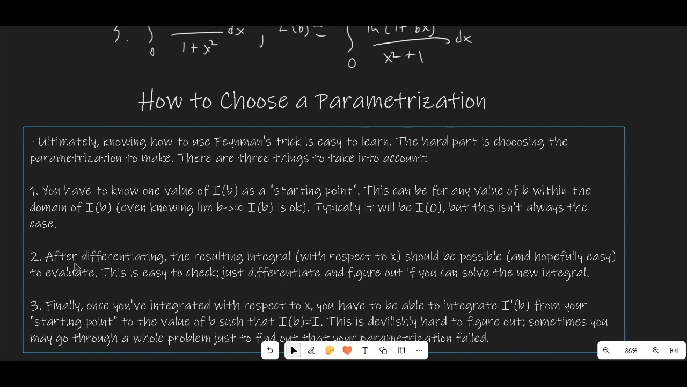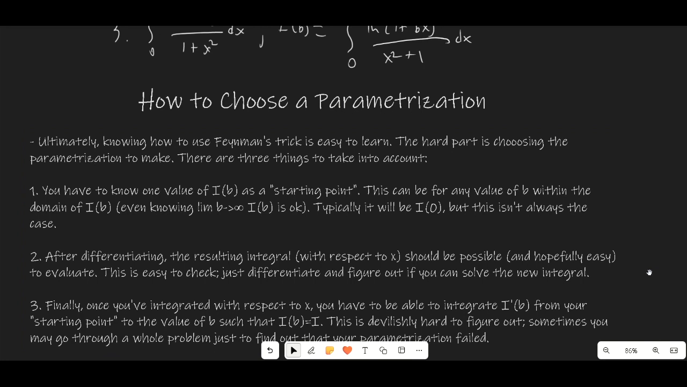Then after differentiating, the resulting integral has to be possible and hopefully easy to evaluate. So hopefully you're able to do it using just normal elementary techniques. You might have to use some more difficult methods, but the goal is to make it easier to solve. If after you differentiate, you end up with an integral that's even more difficult to solve, then clearly the Feynman integration didn't work, and you need to place your parameters somewhere else. This is super easy to check. Just differentiate and figure out if you can solve the new integral.